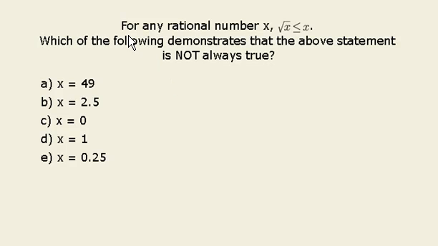In this problem, we are asked to investigate this statement: for any rational number x, the square root of x is always less than or equal to x. We want to know which of the following demonstrates that the above statement is not always true.